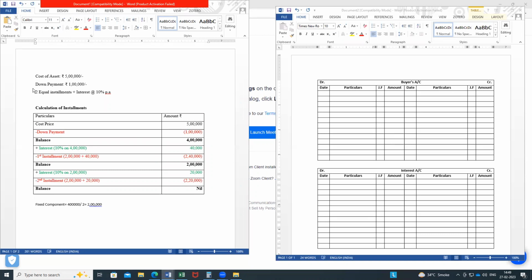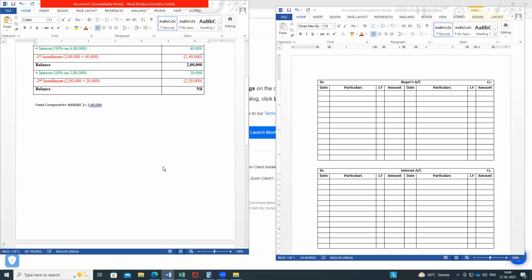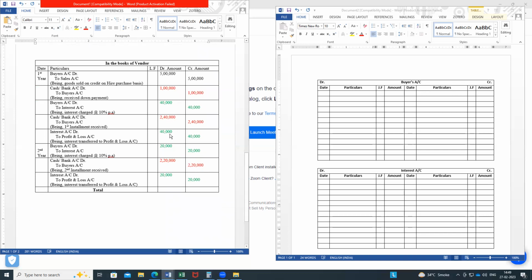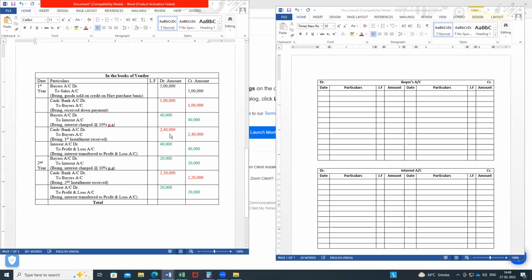Cost of asset था 5 lakh rupees, down payment था 1 lakh rupees, and the condition was two equal installments have to be made at an interest of 10% per annum. So this was the calculation of installment. If you think I'm going fast, please refer to the previous video, because there हमने ये पूरा table कैसे calculate हुआ है, that we have understood, and how the journal entries have been passed. Now we are not learning how to pass journal entries anymore. Here, we are trying to learn and understand how to pass the ledger account.